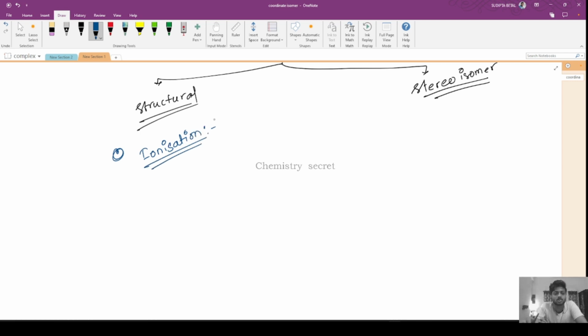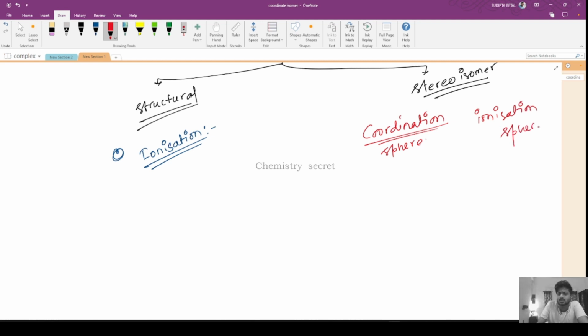Before discussing the ionization isomer, we have to tell that there are two types of sphere present in a complex compound. One is known as the coordination sphere and another one is known as the ionization sphere. What is coordination sphere?